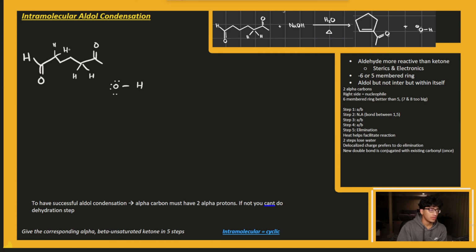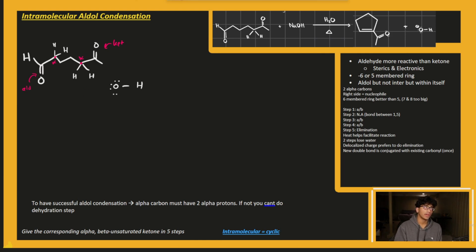Because I see two alpha carbons. I see an alpha carbon here, and I see an alpha carbon here as well, and they both have an alpha proton. So who is he going to be attacking? The question comes down to this: this functional group is called a ketone, and this functional group is an aldehyde. Now you have to figure out which is more reactive.